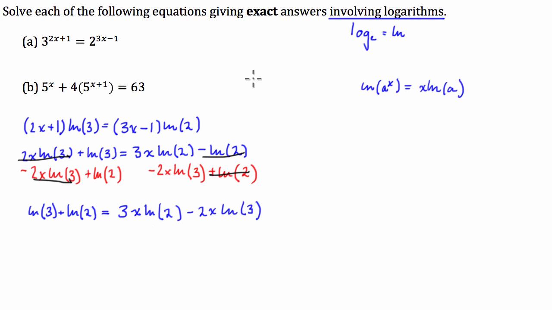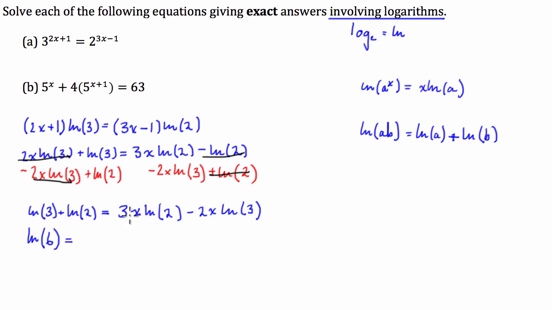Now we can use a log law here for this part of the equation. We're going to have ln of AB is equal to ln of A plus ln of B. So we're going to go backwards here. If we've got two things added together, we're going to be able to multiply them inside the same thing. So this one here is going to be now ln of 6.